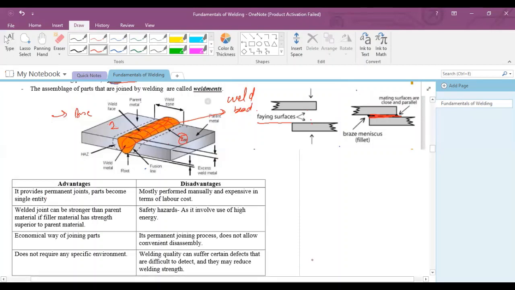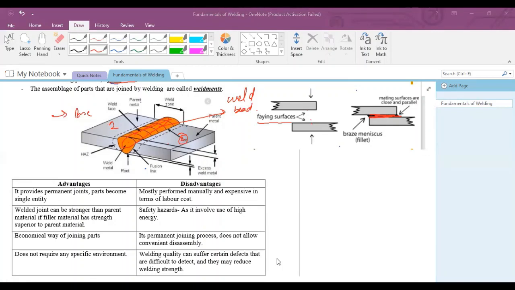The other advantage is that the joint strength is very high compared to the strength of the base metal, because all metals have their own UTS, ultimate tensile strength, and when these two parts fuse together they form a bond, and that joint is typically as high in strength as the base metal.